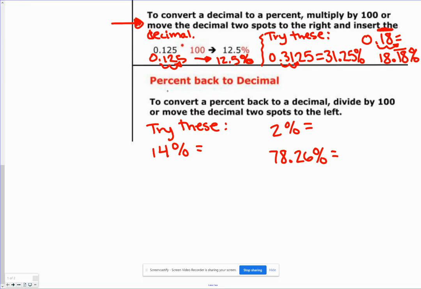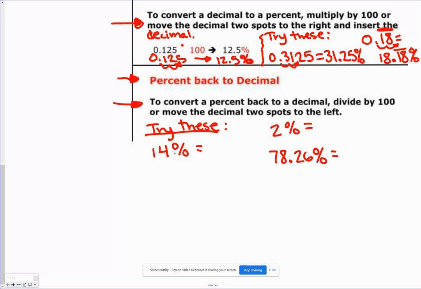The next one's percent back to a decimal. So write that down. So now we're going to take a percent and turn it back to a decimal. To do that, to convert our percent back to a decimal, divide by 100. So we're just doing the opposite of the last one. Divide by 100, or you can move this decimal 2 spots to the left. So let's try that. You can go ahead and try these 3 on your own if you want, or if you want to wait and do them with me, you can.